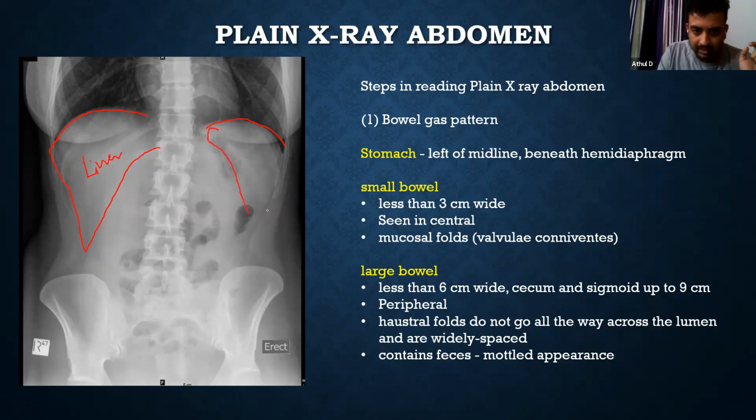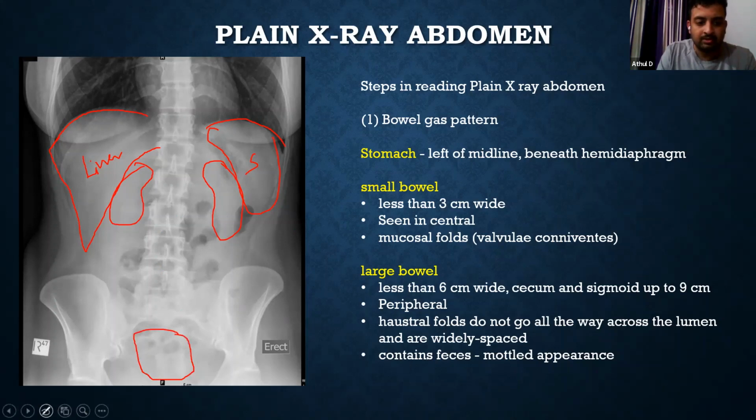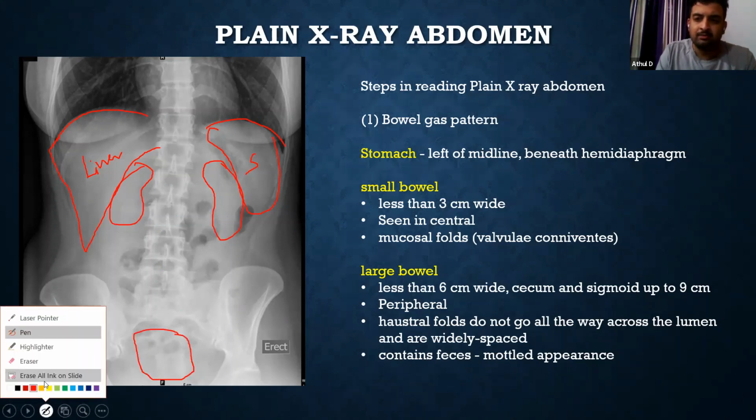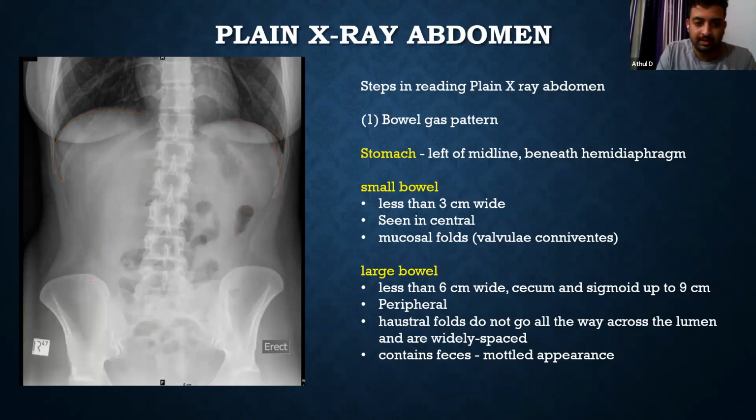Here we are able to see the shadow of the spleen. This is the spleen. The kidneys are not well visualized here, but usually the kidneys will be here like that. And here we will be able to see the bladder. Okay, so these are the solid organs. If there are some calcifications, then we will be able to make out this calcification in these organs.